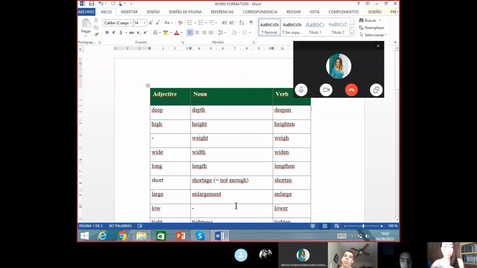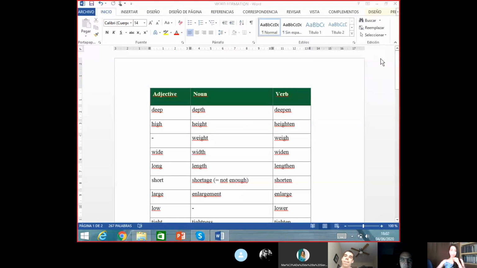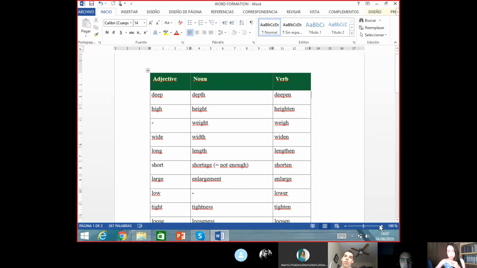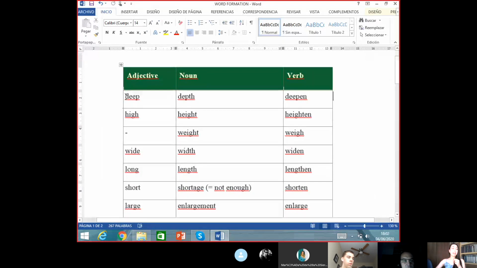Okay, and today we're going to be working on word formation. So what is word formation, guys? You have a root, and then you have to modify the root so that you can change the grammatical category of the word. So for example, the noun of happy is happiness. So you grow your vocabulary by doing this, but there may be irregular ways of forming the plural or changing the grammatical category.